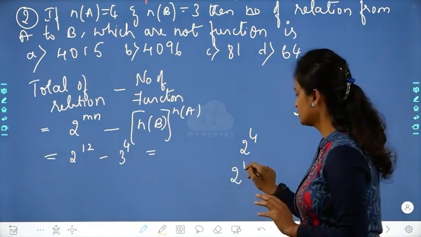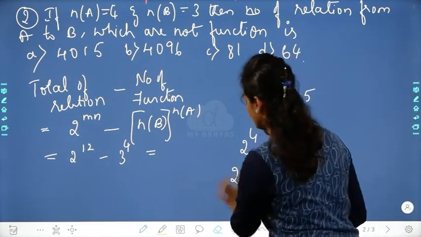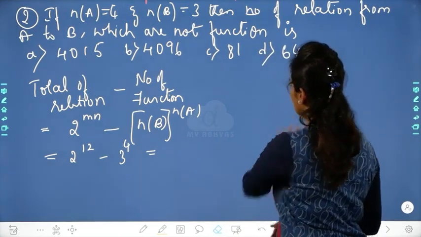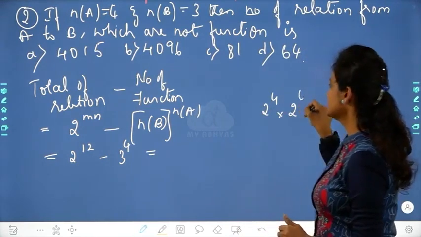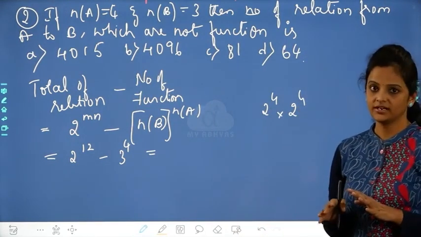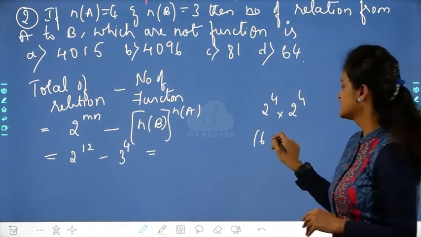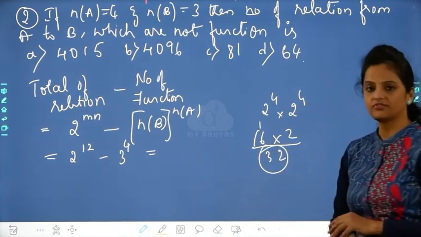2 to the power of 10, if you know, that is even better. 1000 something, 1024 you will get, that you should know. If you don't know that also, then take 2 to the power of 4 and 4. 2 power 4 into 2 power 4. This at least everyone will know. Correct? 2 to the power of 4 is 16. 16 into 2 will give you 32. This is 2 to the power of 5.